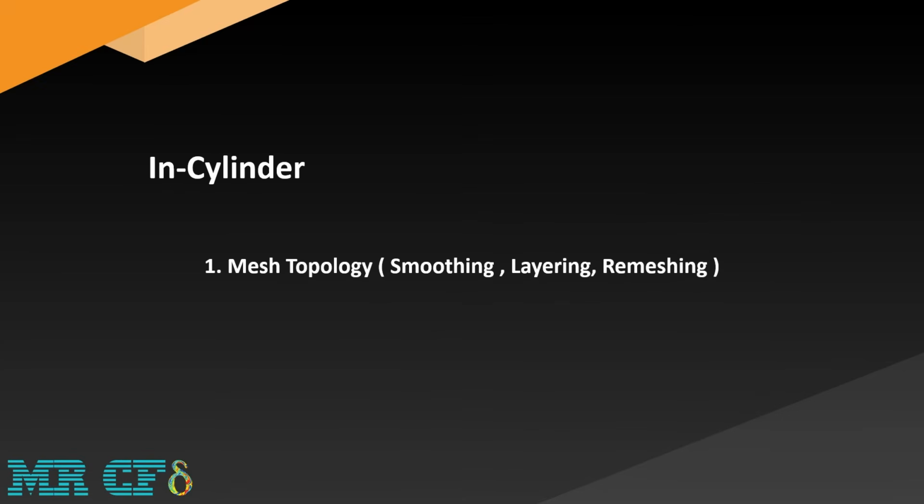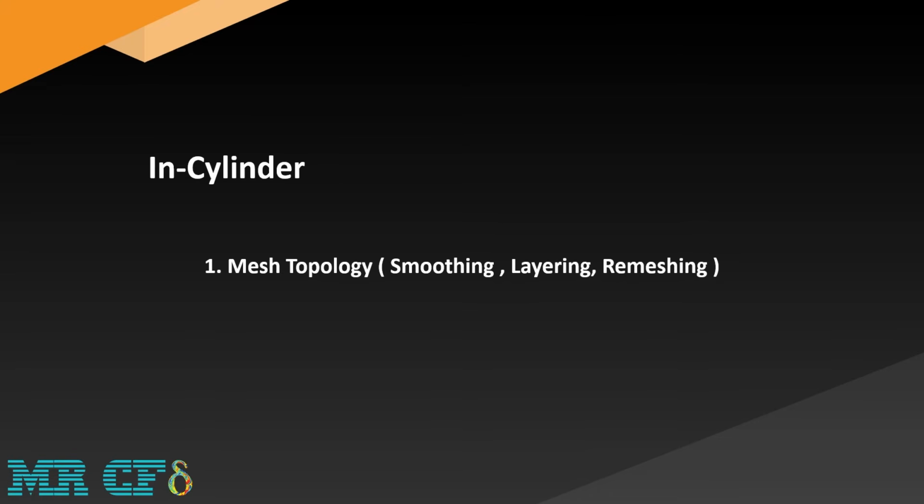So let's start with the mesh topology. We should provide an initial volumetric mesh with a suitable mesh topology for the software, so that different mesh update methods can be used to automatically update the dynamic mesh. However, the software does not require that we set all in-cylinder problems using the same mesh topology.